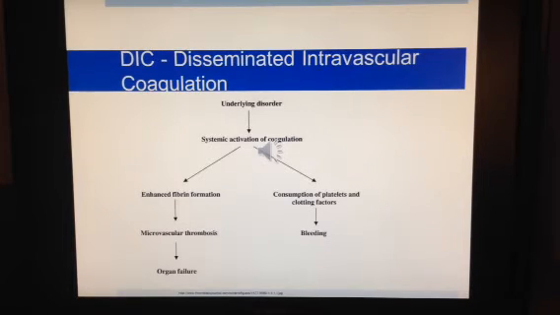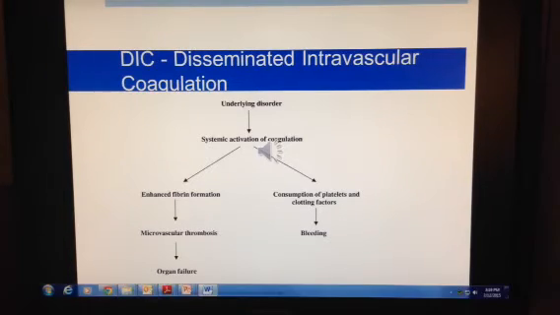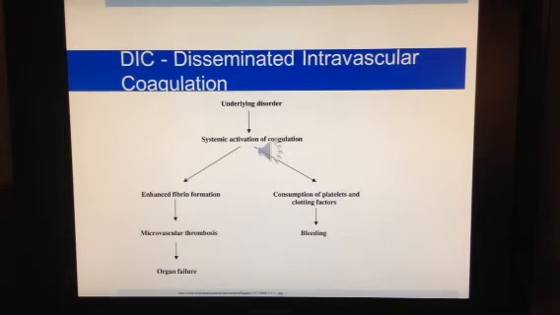Looking on the left side of the diagram where it says enhanced fibrin formation, that's where the clots are being formed. These thrombi, or microvascular thrombosis, are getting stuck in organs and killing them because of ischemia. On the right branch of this diagram, as all the platelets and clotting factors are being used up, massive bleeding begins.